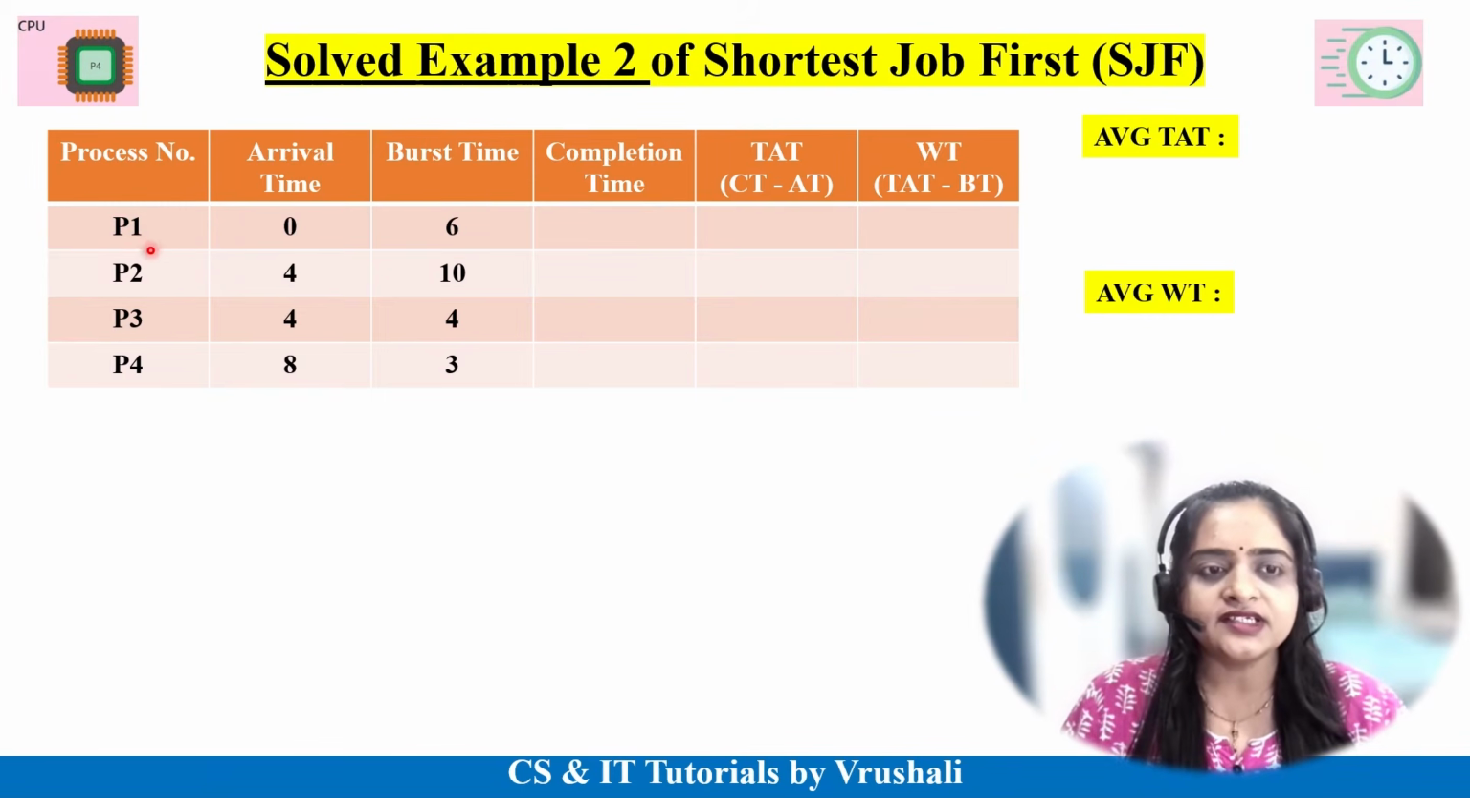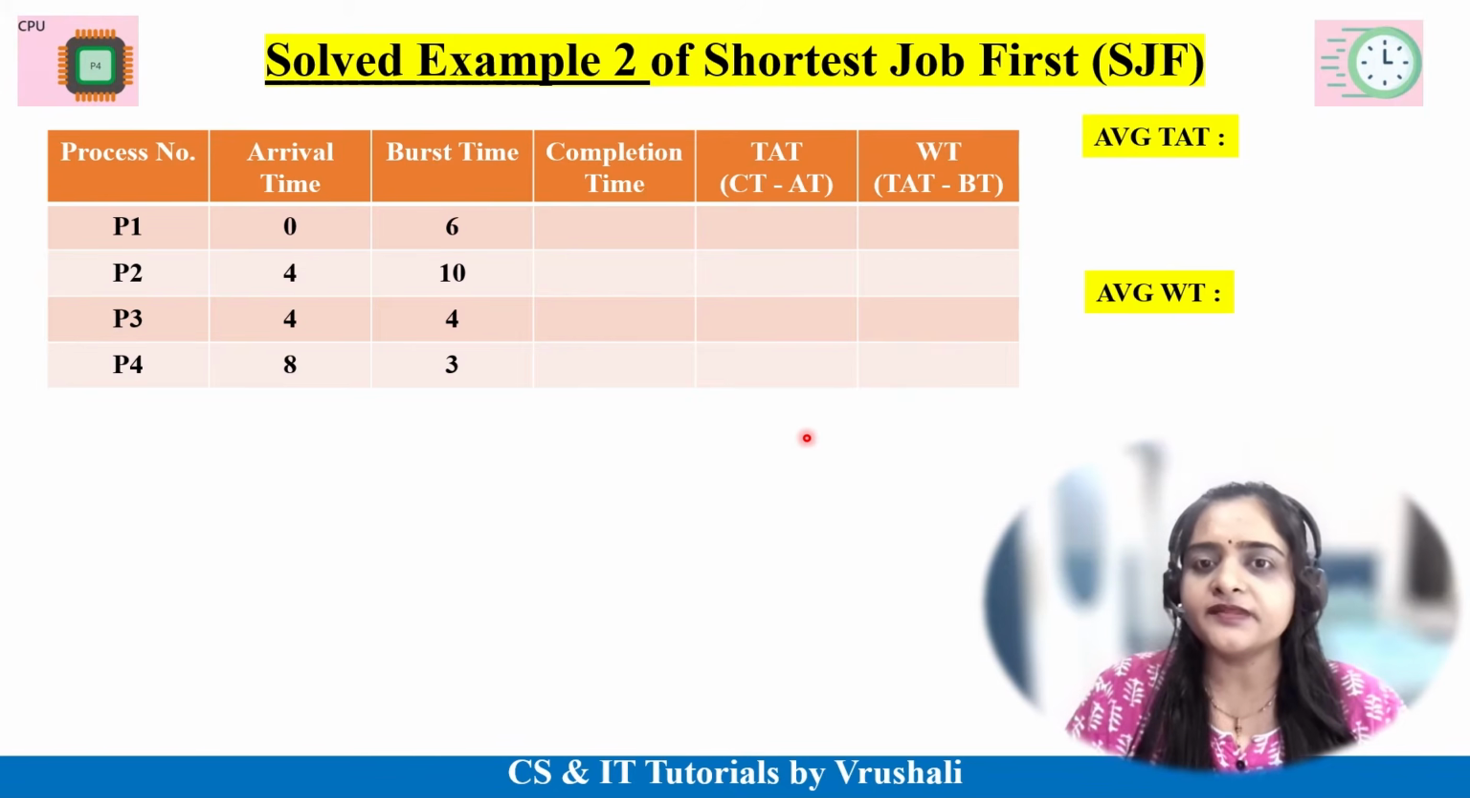Arrival time is given. P1 arrives at 0, P2 arrives at 4, P3 arrives at 4 and P4 arrives at 8. Burst time is given. P1 requires 6 units of time for execution. P2 requires 10. P3 requires 4 units of time and P4 requires 3 units of time. So this data is given. And you need to find out, similarly, completion time, turnaround time, waiting time, then average turnaround time and average waiting time.